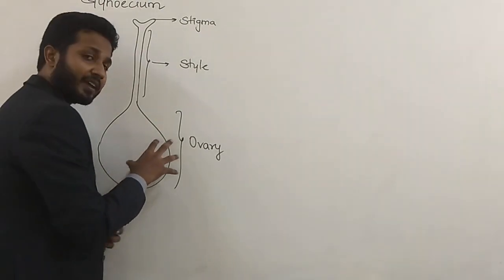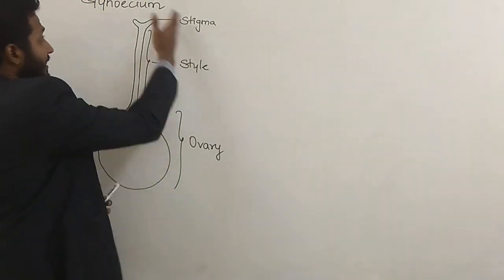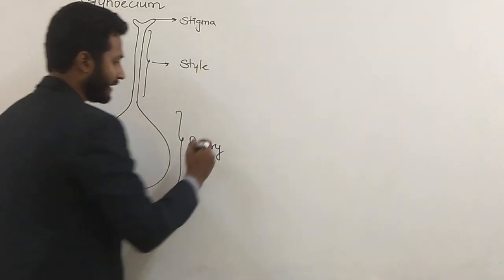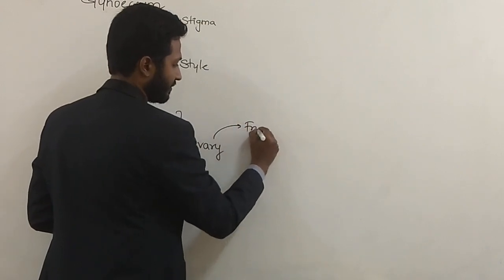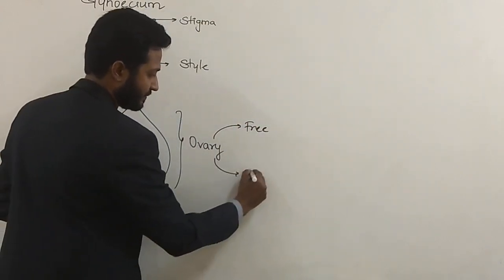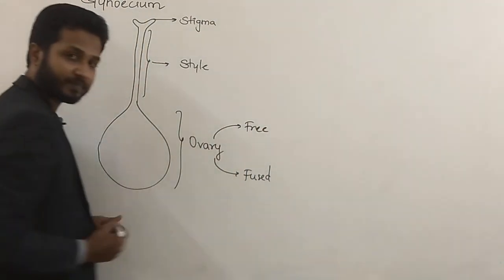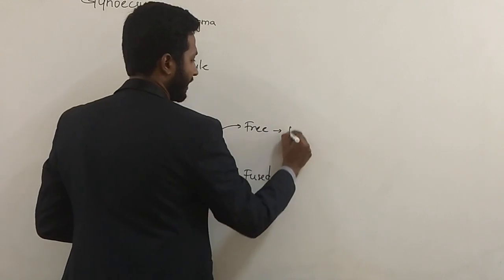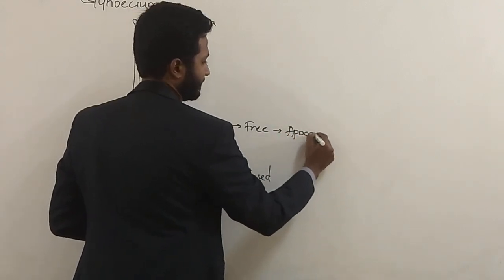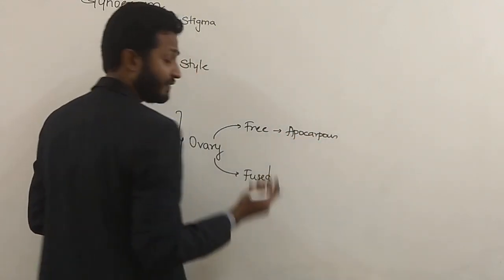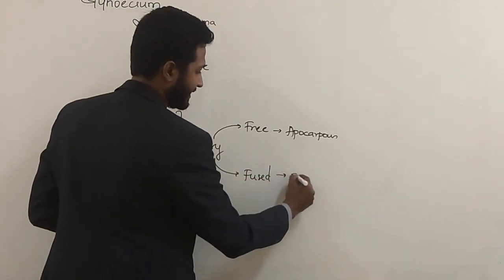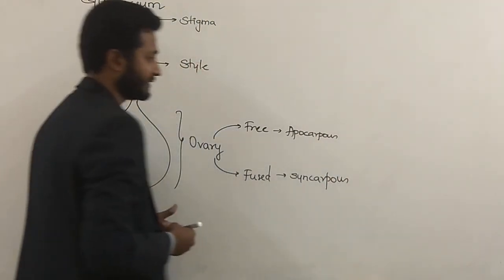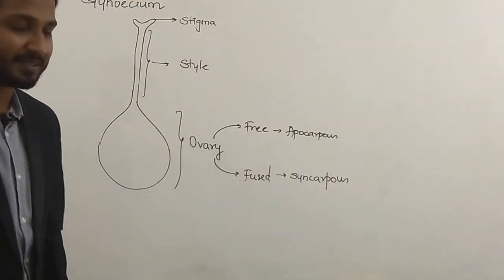But if there are many carpels, if there are many gynoecium sets in the flower, at that time the so-called ovary can either be free or fused. Now, if you have free type of ovary, we call it as apocarpus. And if it is fused, we call it as syncarpus. So we have two conditions, apocarpus and syncarpus condition.